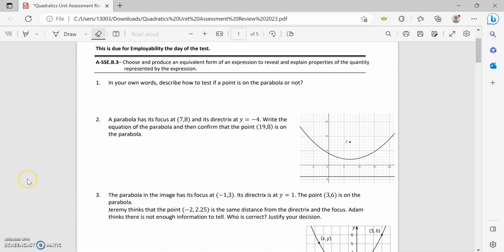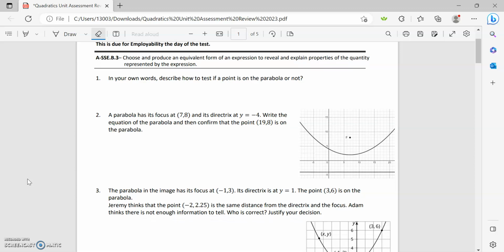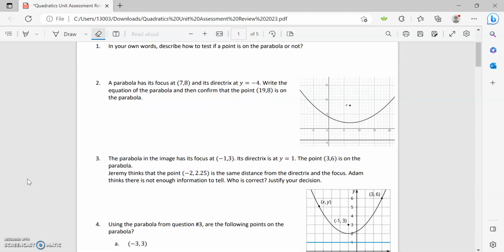So that's question 1. I didn't really put much wording in there, but the answer key will be posted with written explanations here shortly. All right, there we go, 2.5 minutes, we're in.